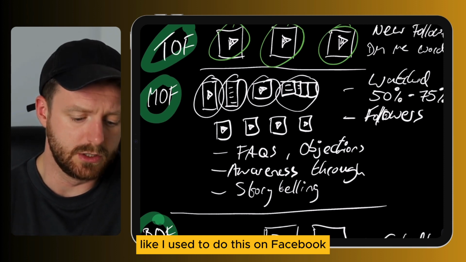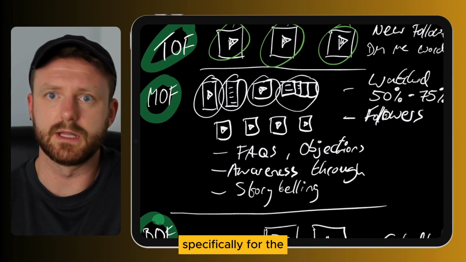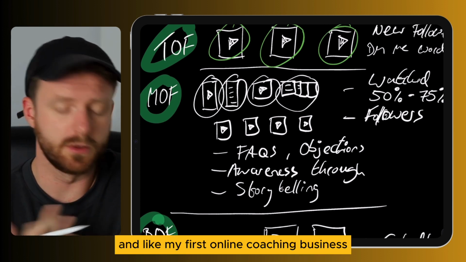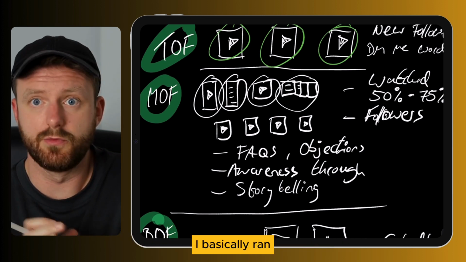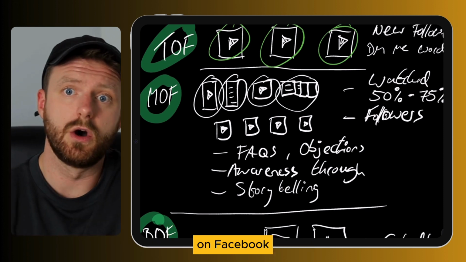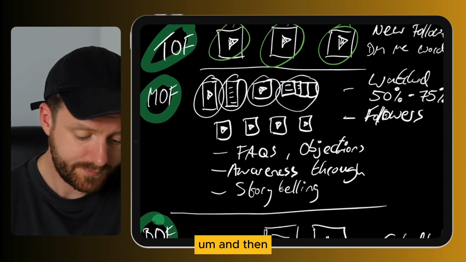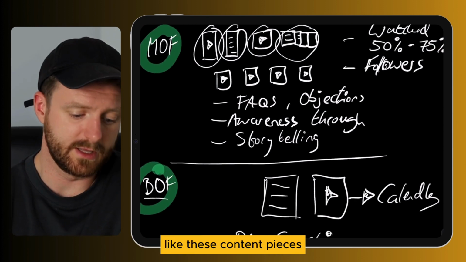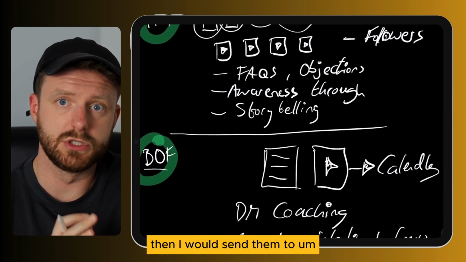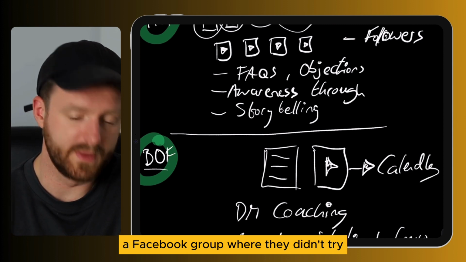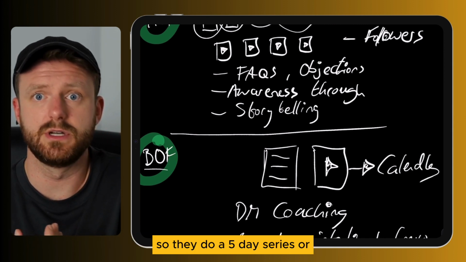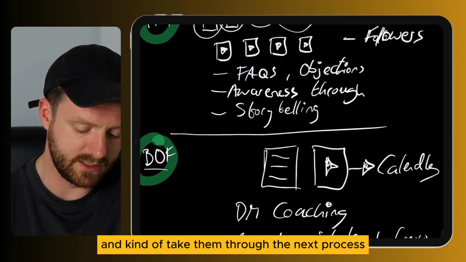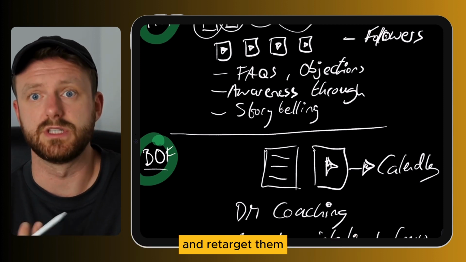I used to do this on Facebook specifically because it used to be a much better way to do this. In my first online coaching business, I basically ran the same funnel on Facebook. Where I would nurture people was a Facebook group. So I'd run an ad on the front, with these content pieces. Then I would send them to a Facebook group where they'd interact. They do a 5-day or 7-day series of videos, and then they'd book a call, and I'd take them through that next process and retarget them.